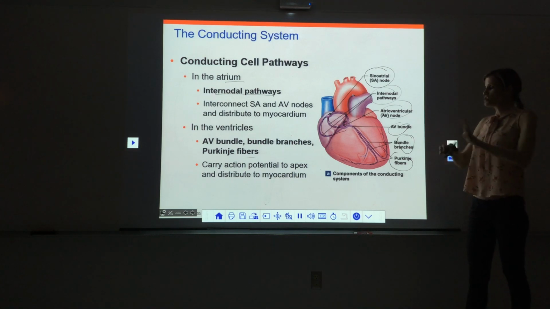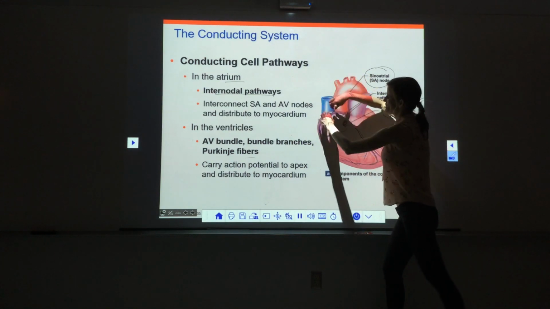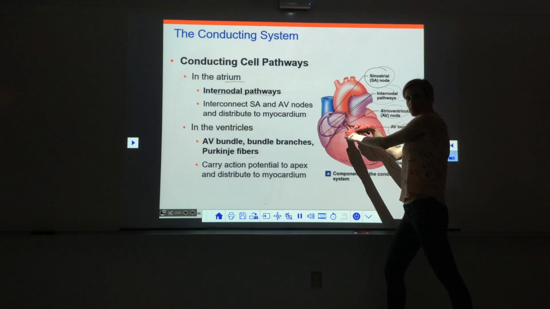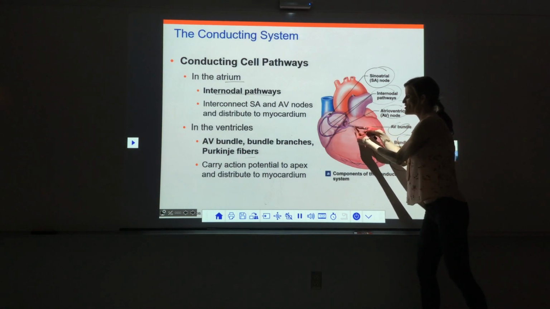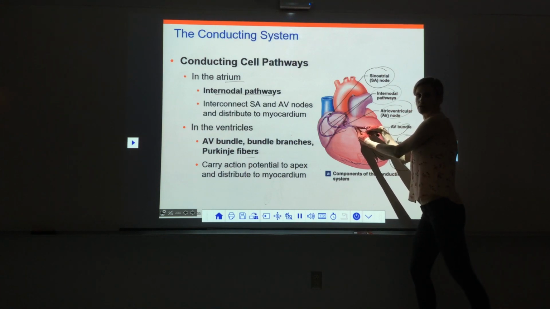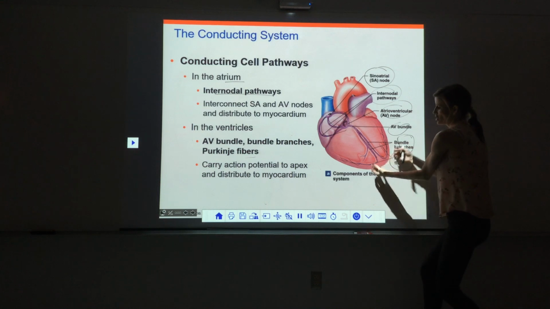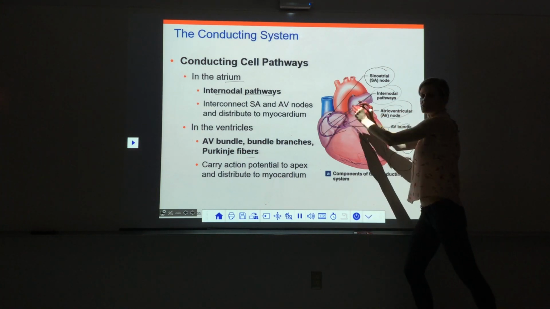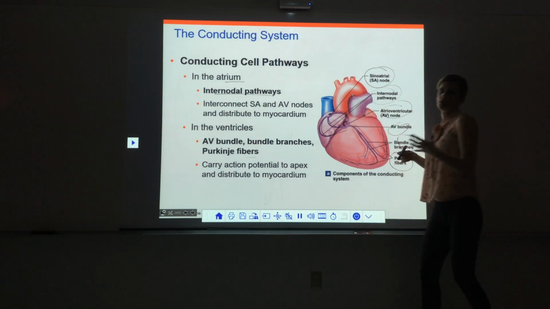What's going to happen here, just in general, is we're going to start the impulse, and we're going to spread it through the atrium as we head down to the AV node. We're going to pause. Then we're going to enter the septum. We are not going to stimulate the ventricles yet. We're going to travel down the septum to the apex. We're going to curve around. Then we're going to stimulate the ventricles from the bottom up towards the top. Okay, that's the general gist of what we're going to do.